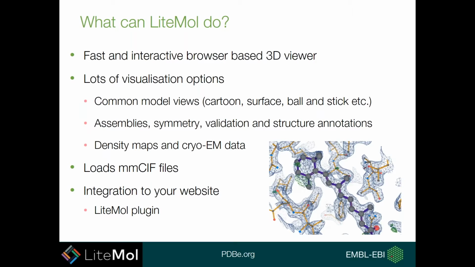We also have a number of additional annotations on top of this. You can view assemblies as a structure instead of the asymmetric unit. You can also see symmetry, and we also have other structure annotations such as validation and family domains in there as well. We also have the option to display density maps for X-ray crystallography entries, and also display cryo-EM data on your structure.